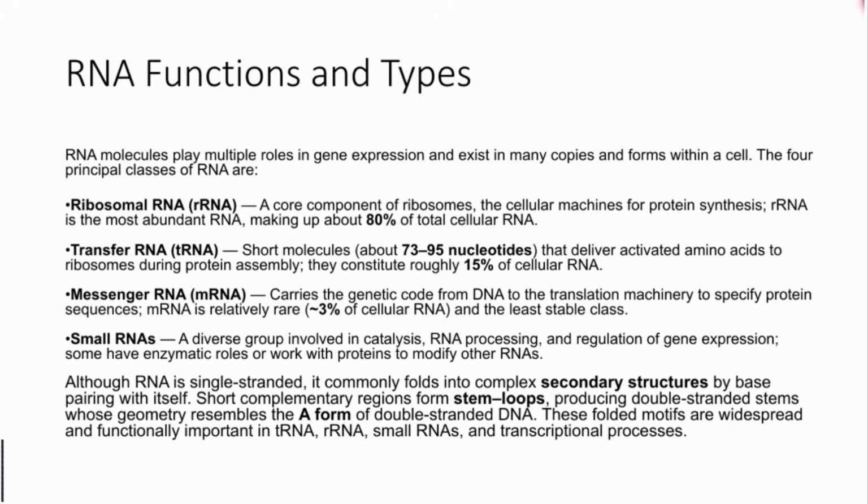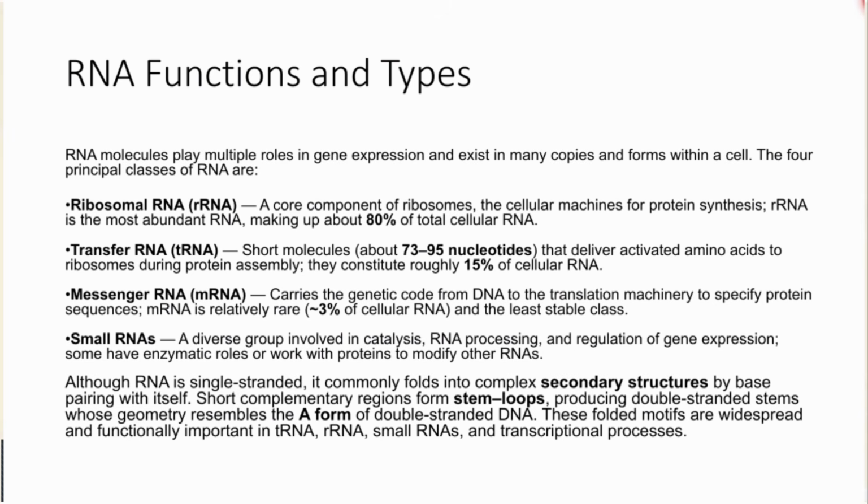So basically, RNA is single-stranded, but sometimes it tends to form complex secondary structures by base pairing with itself. One will find short complementary regions forming something called stem loops, where double-stranded stems are produced and they resemble the A form of double-stranded DNA. And they're actually very common and widespread due to the various functions that they perform.